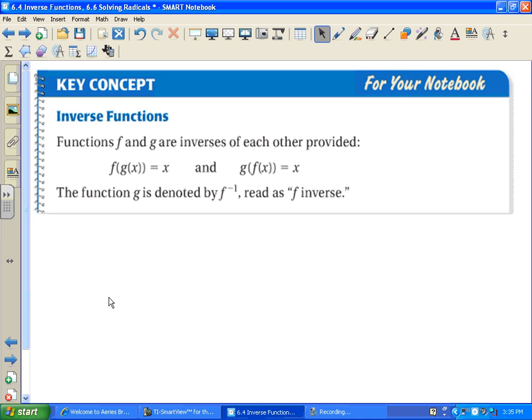Sorry for that. Inverse functions. F and g are inverses of each other provided that f of g of x, that's a composite function. You should recognize that from yesterday's work. F of g of x simplifies to x, and g of f of x simplifies to x. And as I already told you, f negative 1, that's our abbreviation for inverse function.